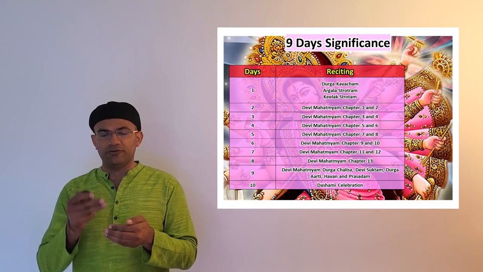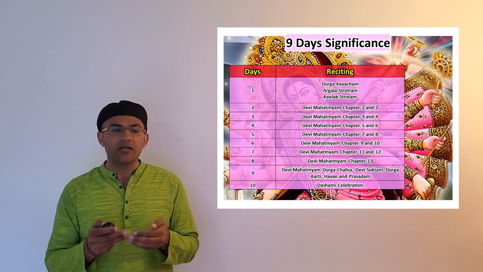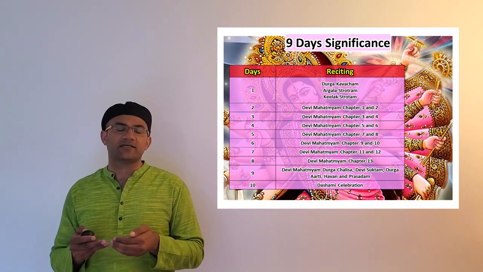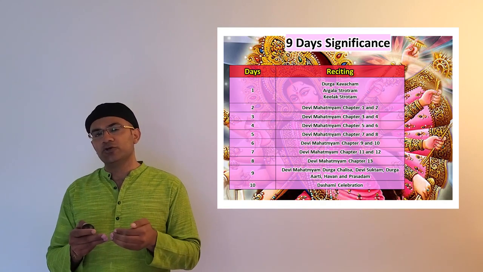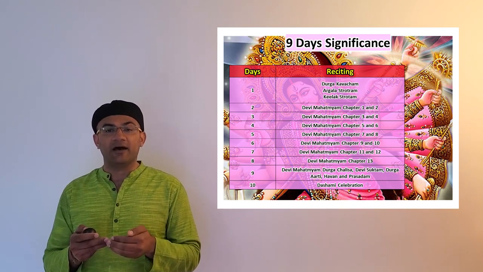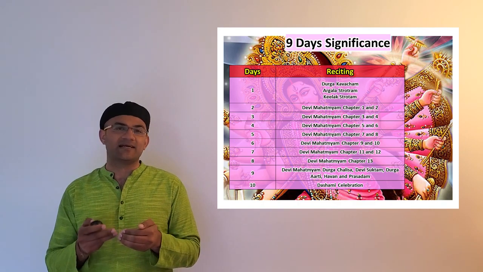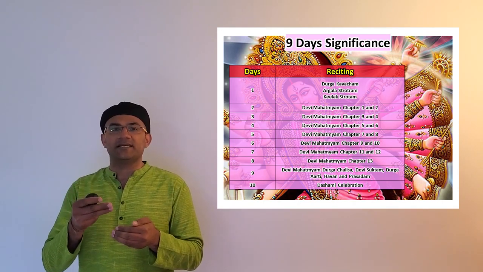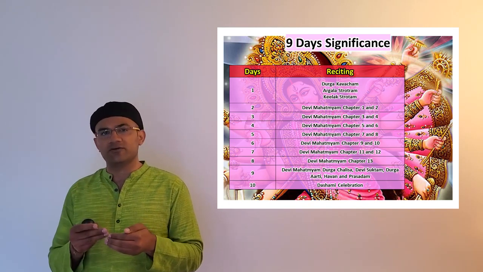Now, the 9 days significance. When you're doing the Navaratri, there's a specific sequence you follow during the Navaratri. We have different texts and ways to recite these texts. On day 1, you recite the Durga Kavacham, the armor of Durga, and Argala Stotram and Keelaka Stotram. These 2 stotras go with the Durga Kavacham that you recite on the first day.